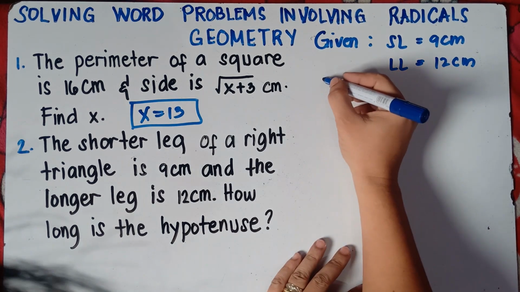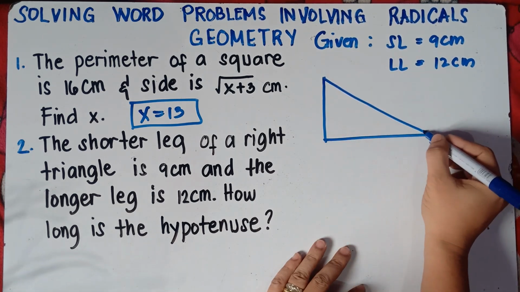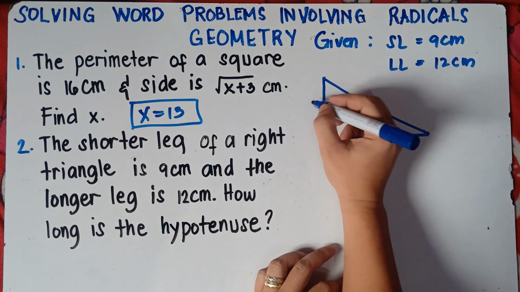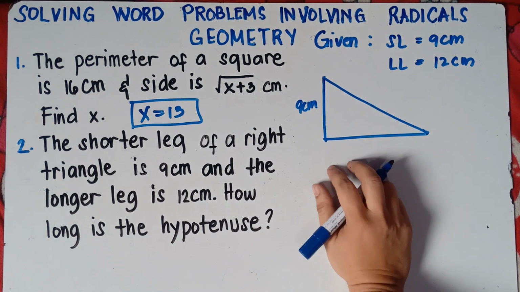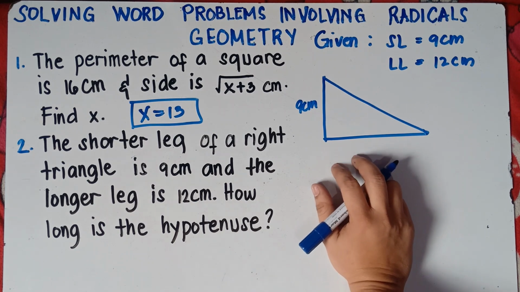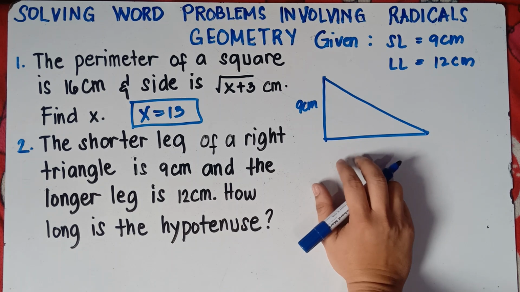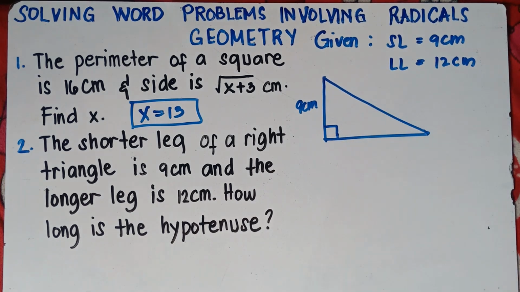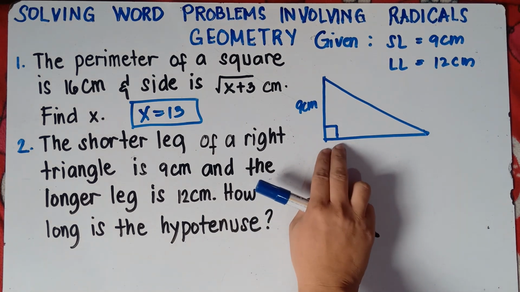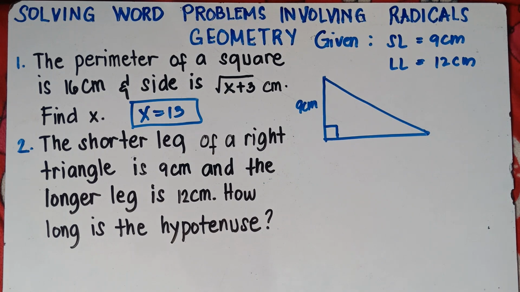So, a right triangle. Alright, this is a right triangle, and the shorter leg would be 9 centimeter. Now question, sir, why do we call this one a right triangle? You will know that this is a right triangle, class, if there's one angle that measures exactly 90 degrees. So this angle should be equal to 90 degrees. If this is 90 degrees, therefore this triangle is a right triangle.